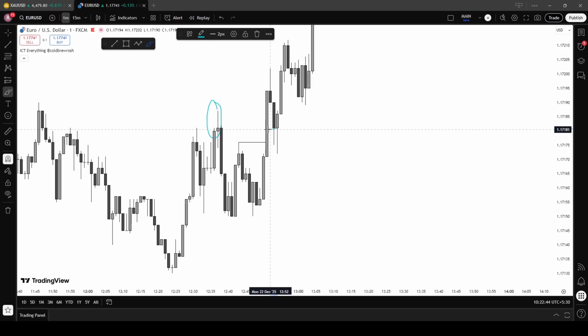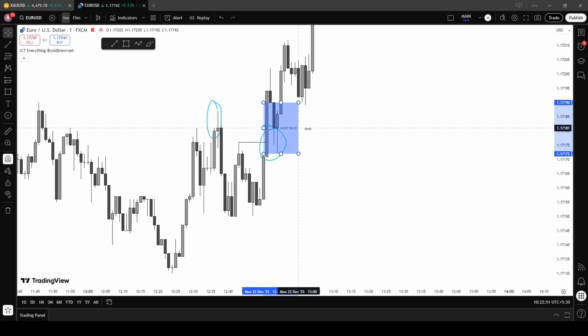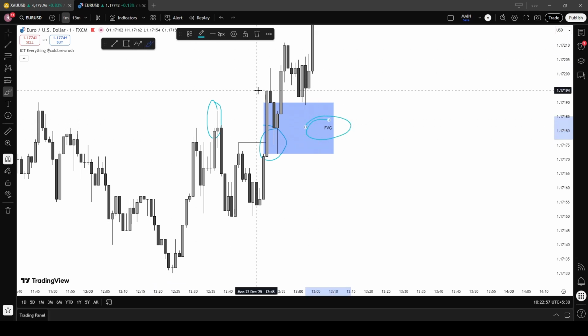And once you see displacement, you need to make sure there is a fair value gap within the displacement leg, and at the same time, there should be no rejection in the displacement candles. As you can see here, we clearly have a fair value gap, and the candles are clean and decisive, which confirms this as valid displacement.